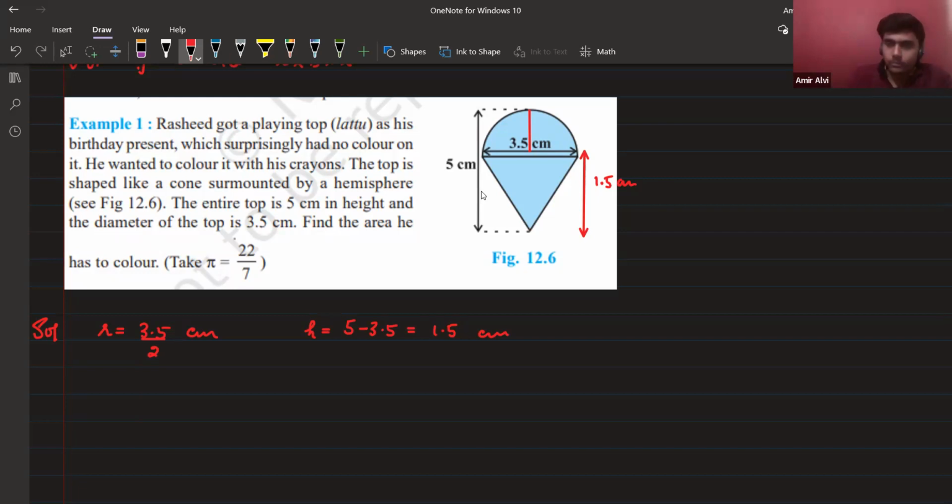Yes, sir. What about you, Kiran, Samina, and Jasleen? You are not responding. Is everything fine here? Okay. So basically, the total area to color will be equal to the curved surface area of cone plus the curved surface area of hemisphere.